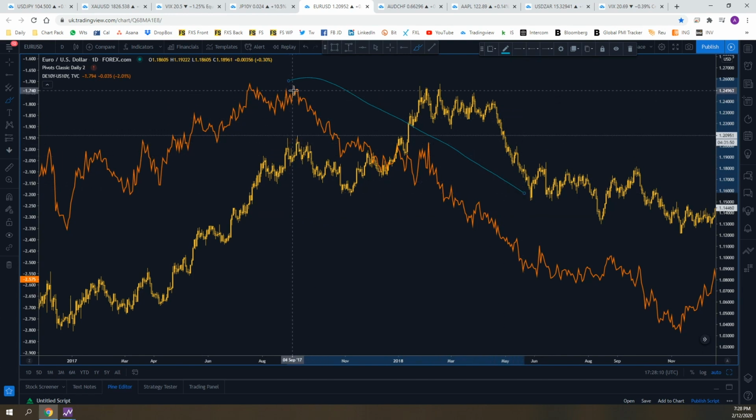And at that same time, we had that initial move lower in the exchange rate. But as the bond yield spread started to accelerate to the downside, we had a quite steep divergence in the exchange rate to what was happening in the bond market.